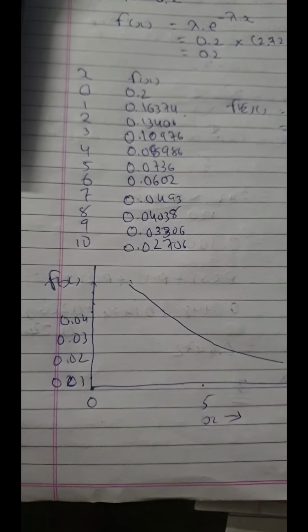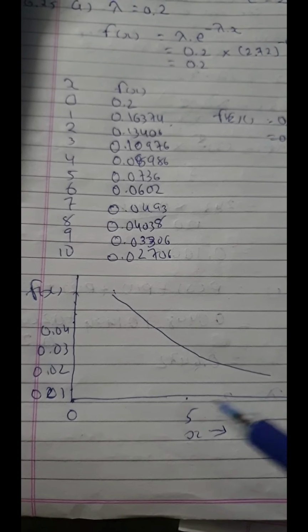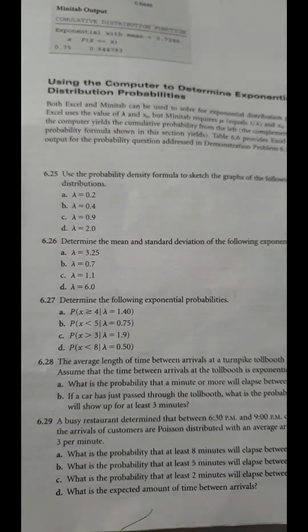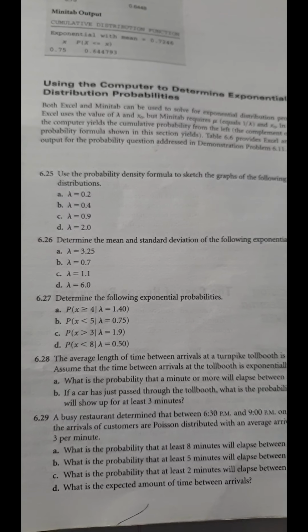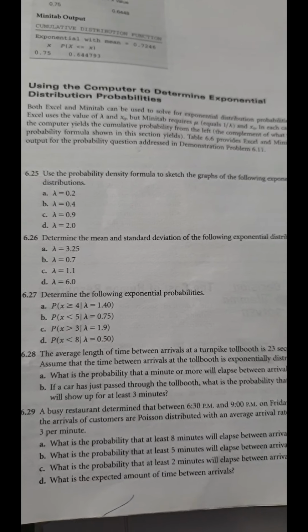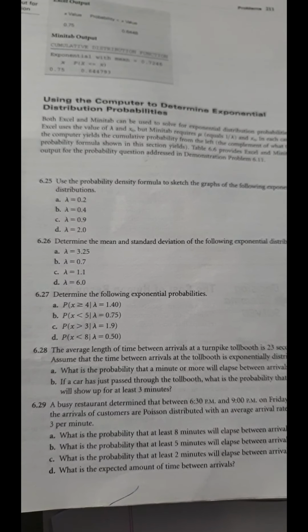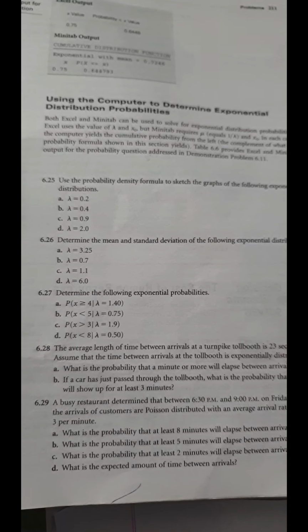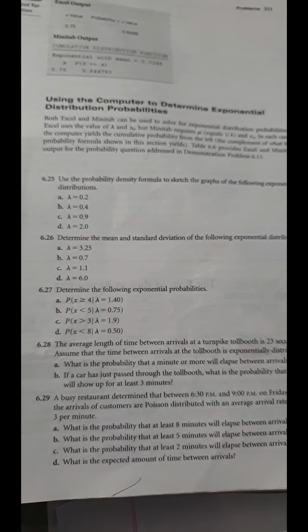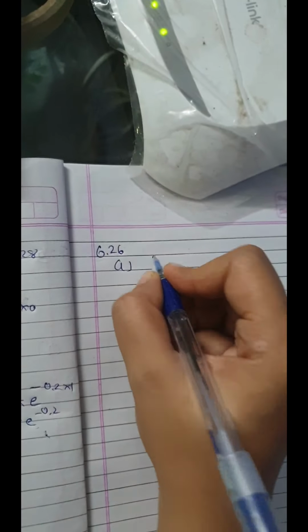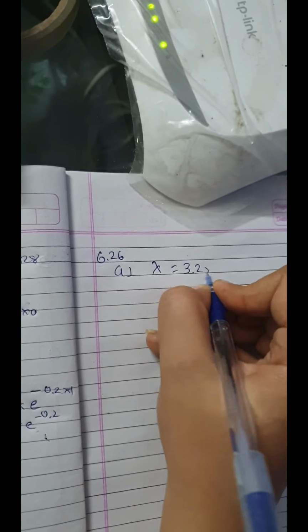And through using that f of x and x I have mentioned over here and just putting one chart. Now see, 6.26, determine the mean and standard deviation of the following exponential distribution. You have to calculate the mean and standard deviation for all the options. Lambda values are given, right? So in the first, A, lambda equals 3.25.